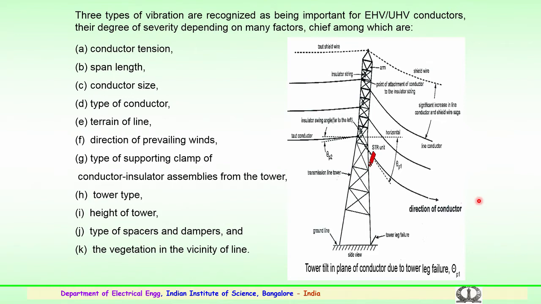There will be forces in different directions, it could be horizontal or different types. A simple tower tilt in plane of conductor due to lower leg failure could be seen here. In case of the foundation, if there is a weak junction, then the force significantly increases on the conductor and the shield wire, sagging of the line conductor, then the horizontal movement and direction of the conductor could swing, and the insulator string in different directions. So, several of these parameters or factors could influence the tower during the operation.